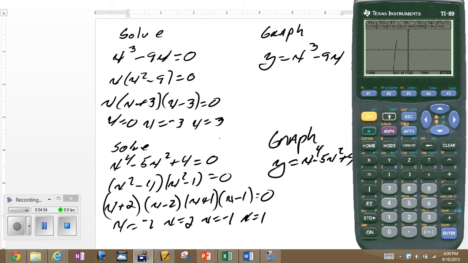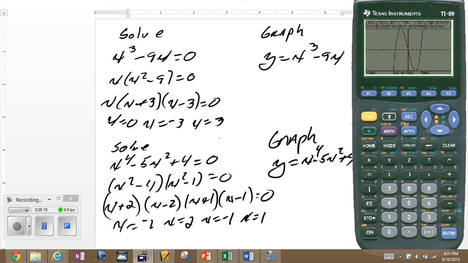There's the picture of that, as you can see, and we'll discuss how you get the picture of that without the calculator later. But notice one, two, three places where it crosses the x-axis. When it crosses the x-axis, the y is 0. If the y value here is 0, then we effectively have this equation.